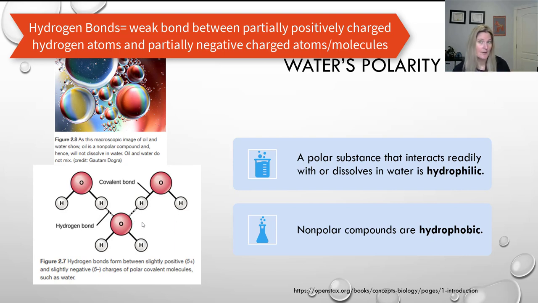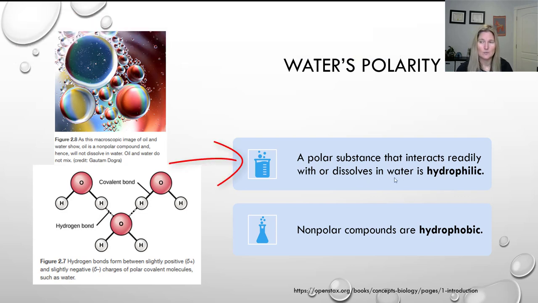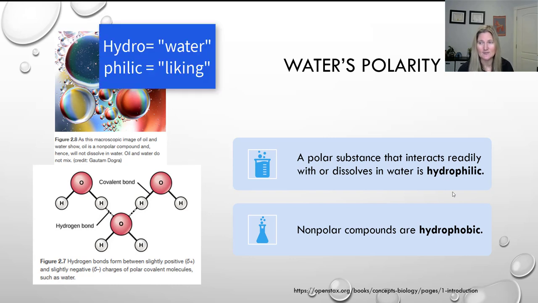Because of water's polarity, any polar substance that interacts readily with or dissolves in water is known as hydrophilic. Because of that partially positive, partially negative end of water, it's going to be pretty attracted to other polar substances that have the same kind of ability. Those polar substances are hydrophilic. Hydro means water, philic means liking. So these are substances that are attracted to the water molecules.